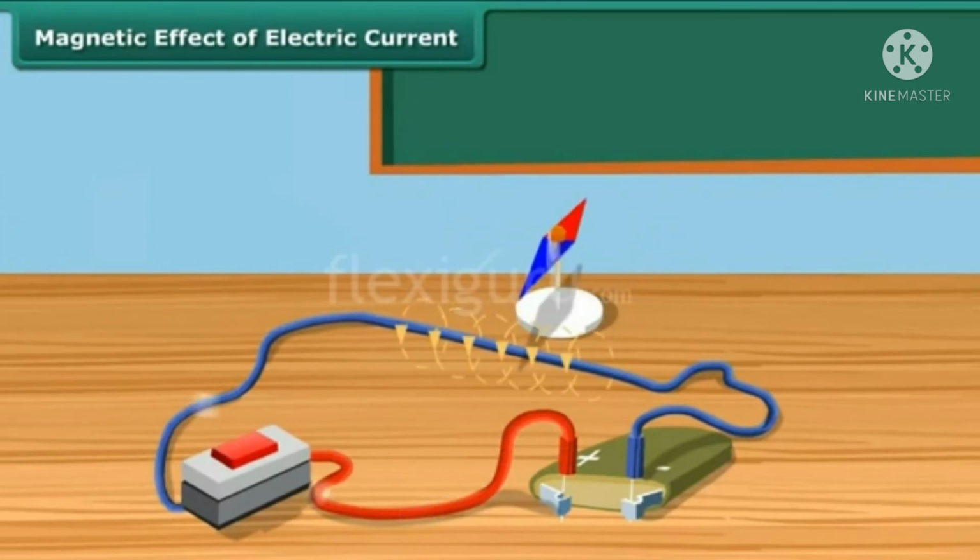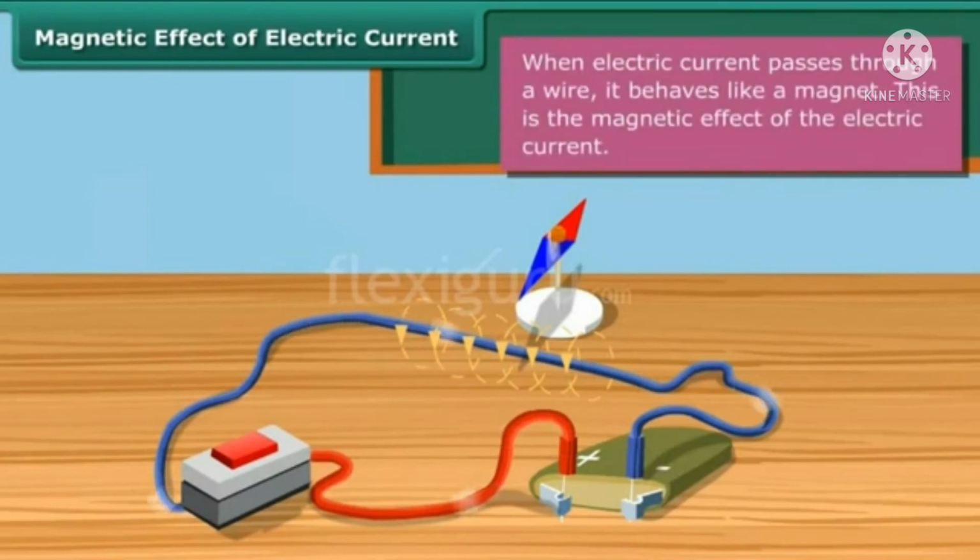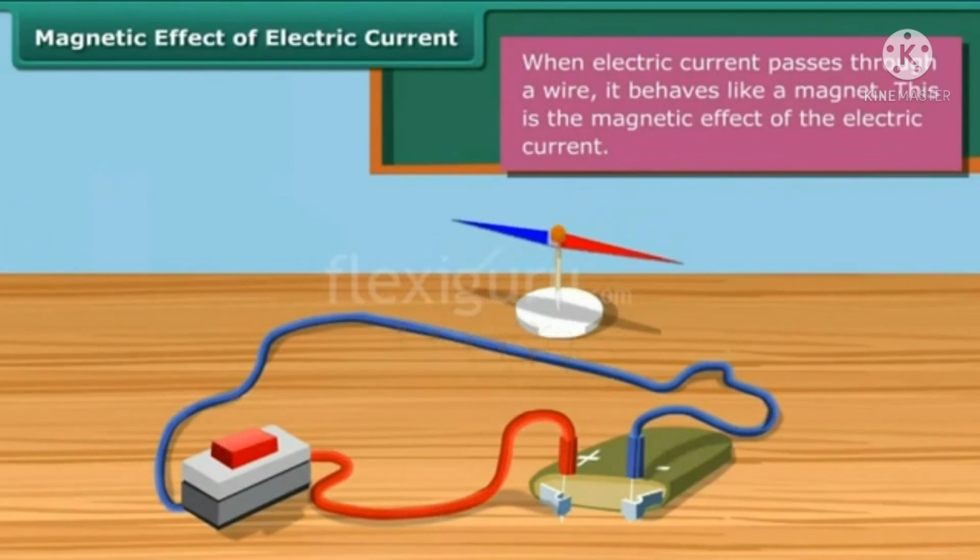The needle gets deflected from the north-south position when current is passed through the wire. When the electric current is switched off, the needle returns to its original position. This shows that an electric current produces a magnetic field around it.